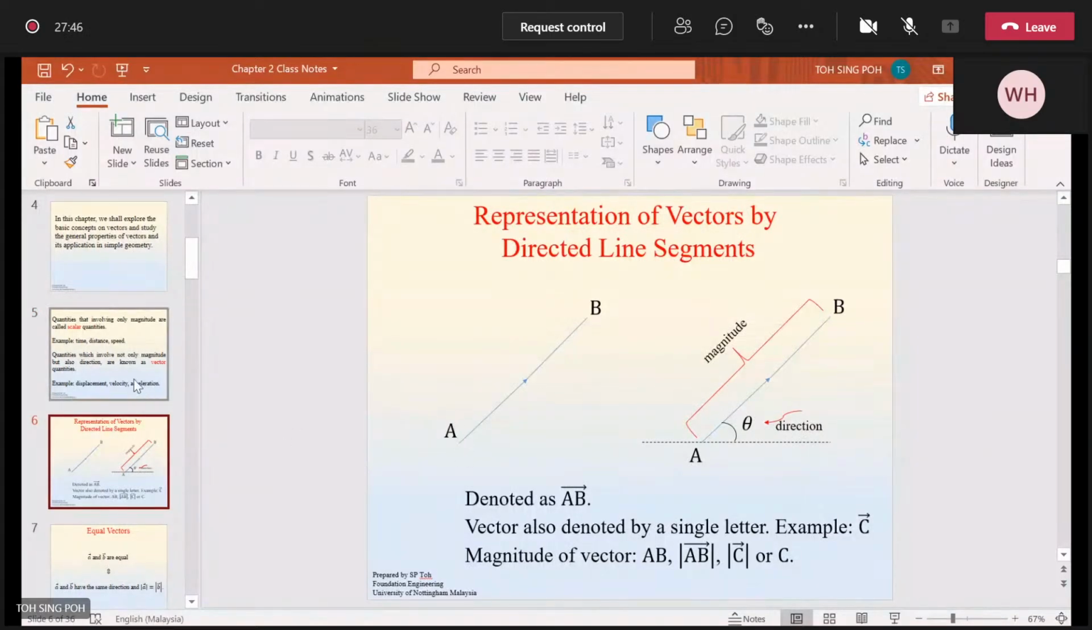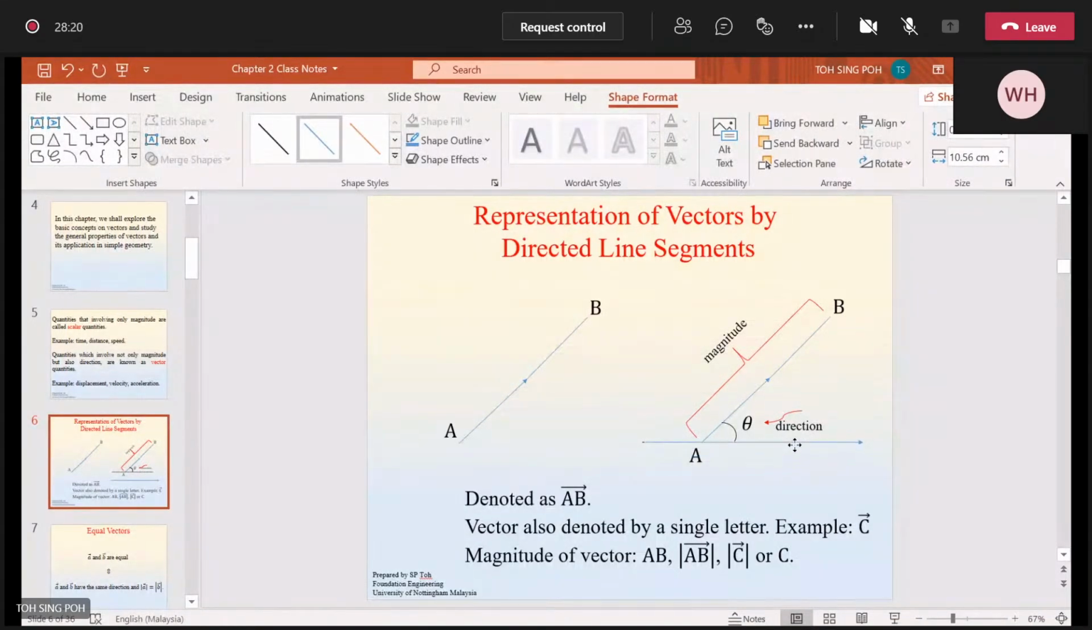Since a vector has magnitude and direction, the magnitude is given by this line. You can draw it based on exact scales if you want, say 1 cm equals how many newtons, or 1 cm equals how many meters. The direction of the vector is represented by the angle. We measure the angle with respect to the horizontal. You can treat this horizontal as the positive direction of the x coordinate, so this is with respect to the positive x axis.